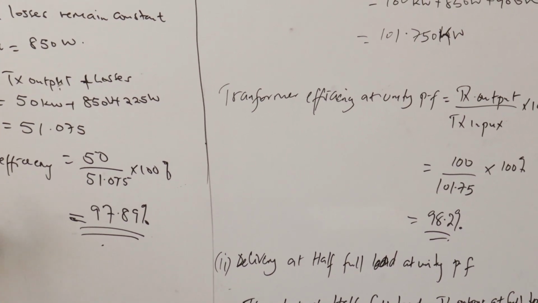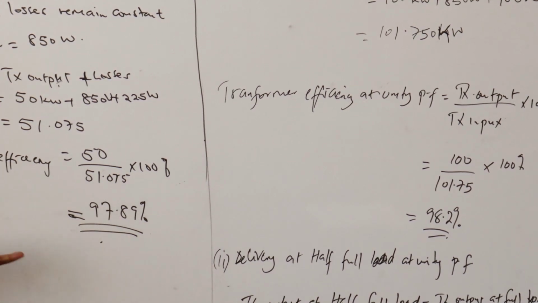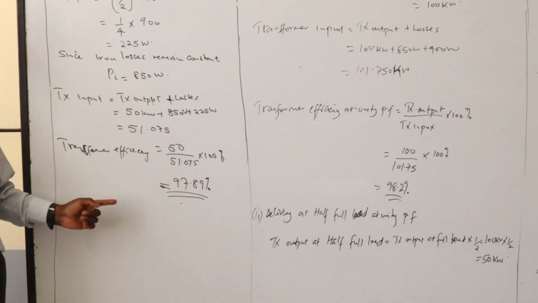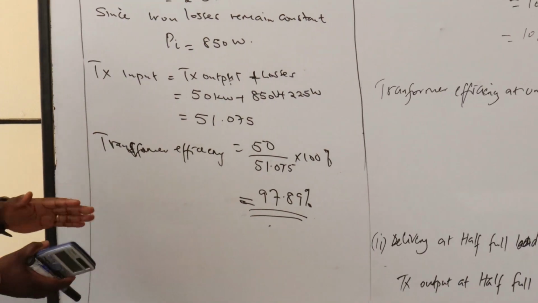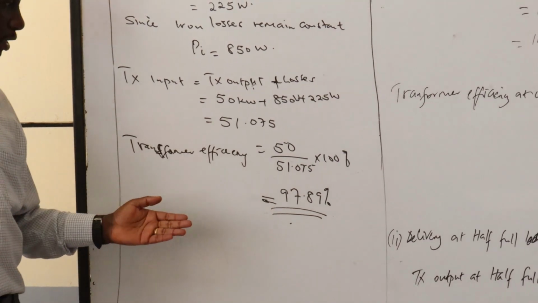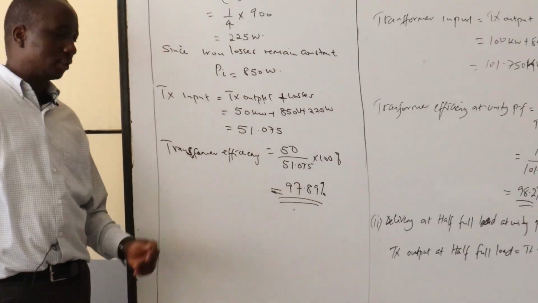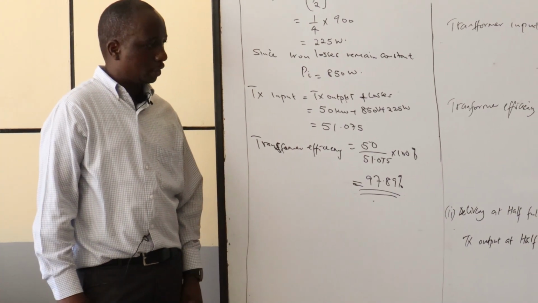Since iron losses are constant, we normally have reasons why we shall have the efficiency remaining at nearly the same point. The slight difference between 97.8 and 98.2, yet you're operating at half the rate. This is because at half the rate, the iron losses are constant. So any other factor determining the losses will be as a result of the current flowing. So that will be something that you need to know about.